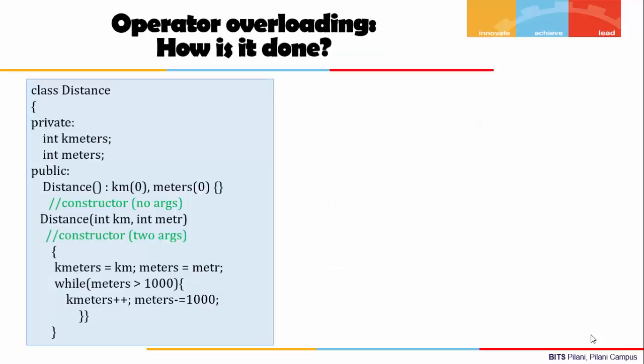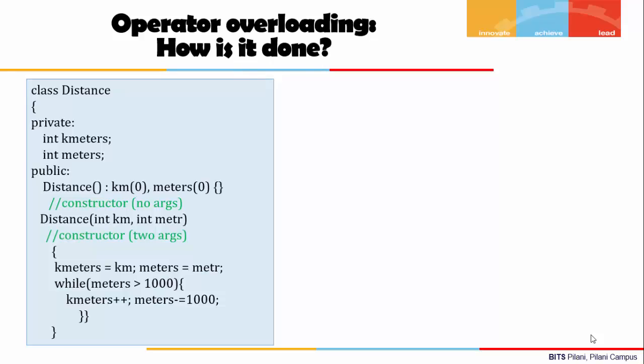In this program, the distance consists of two data items, kilometers and meters, both private. When we write a constructor with no arguments, the values are initialized to 0. That is the integer value 0, because they are both int: 0 for kilometers and 0 for meters. But when we write a constructor with arguments, the member data kilometers and meters are set to the values which are passed as arguments to the constructor. Based on that, these values will be initialized.